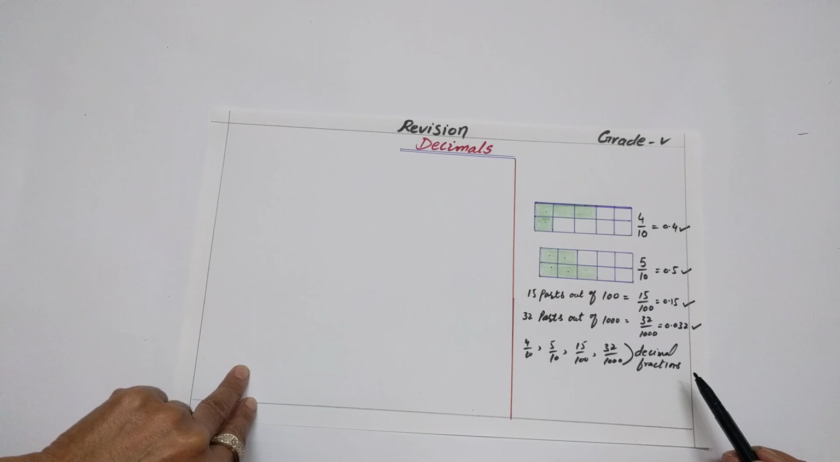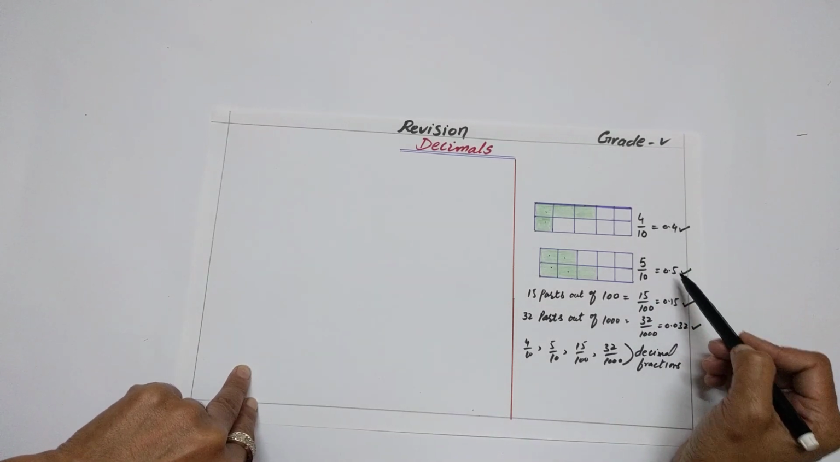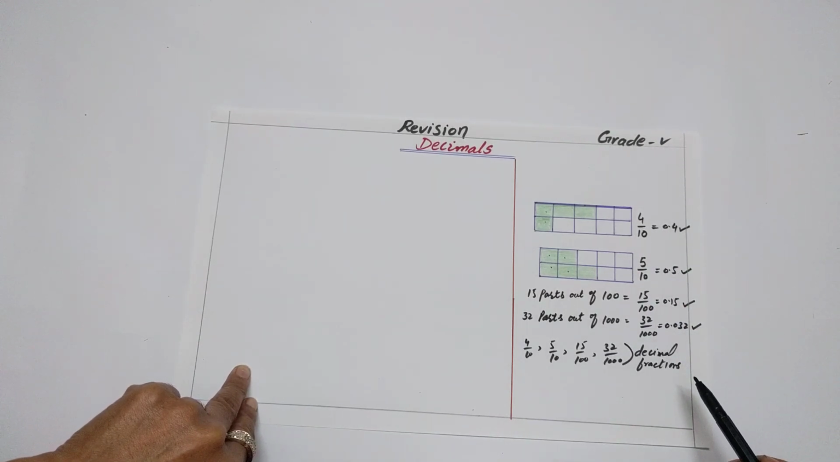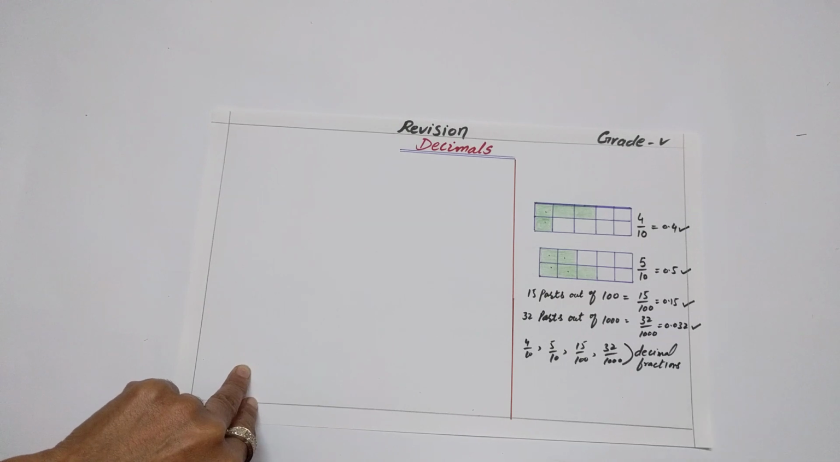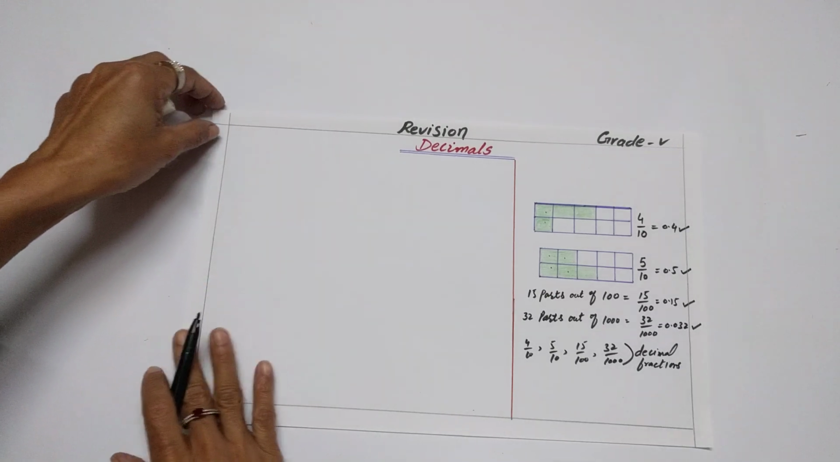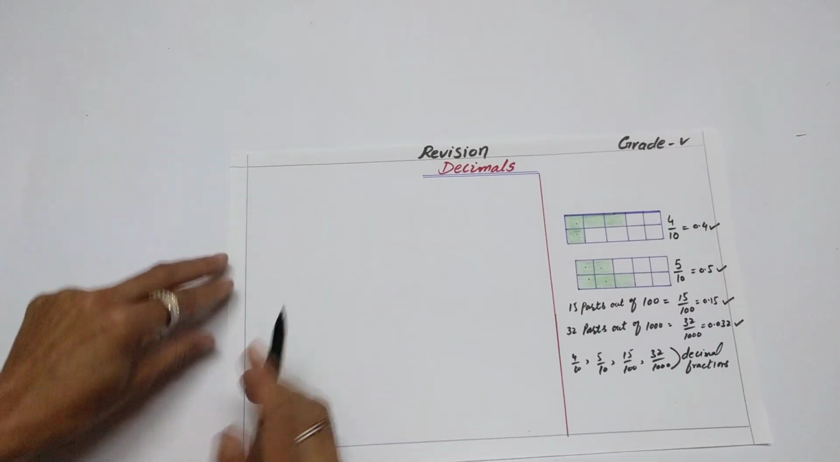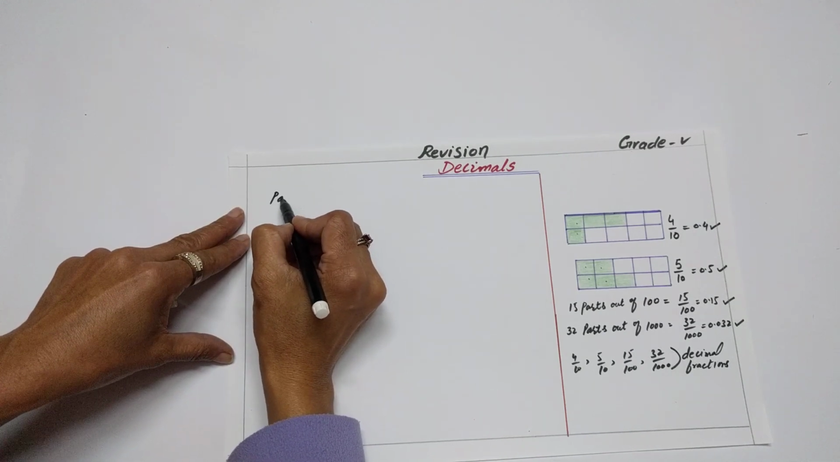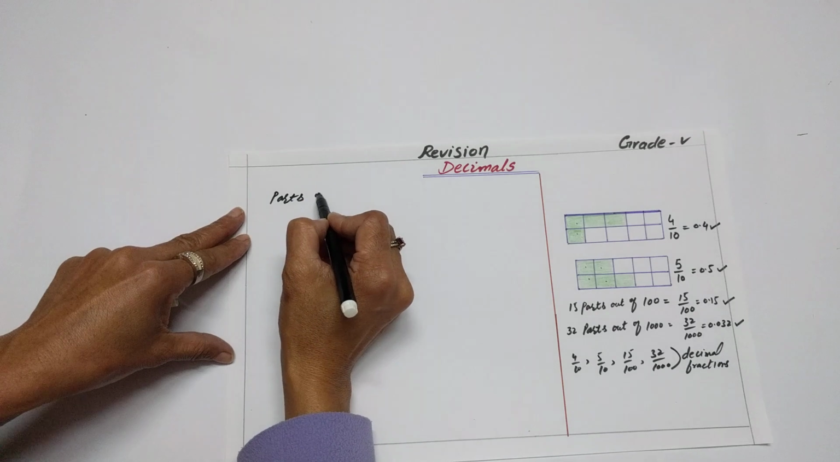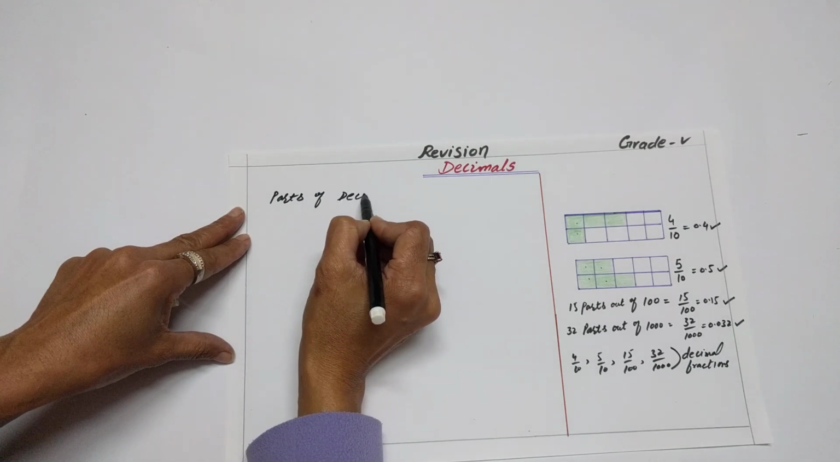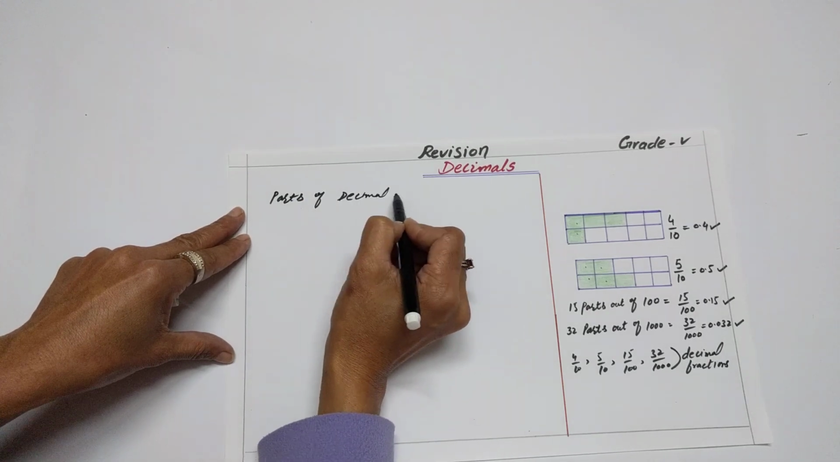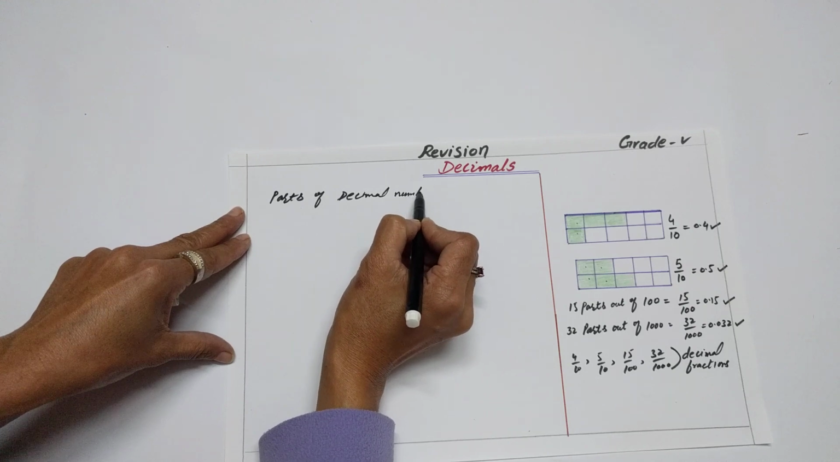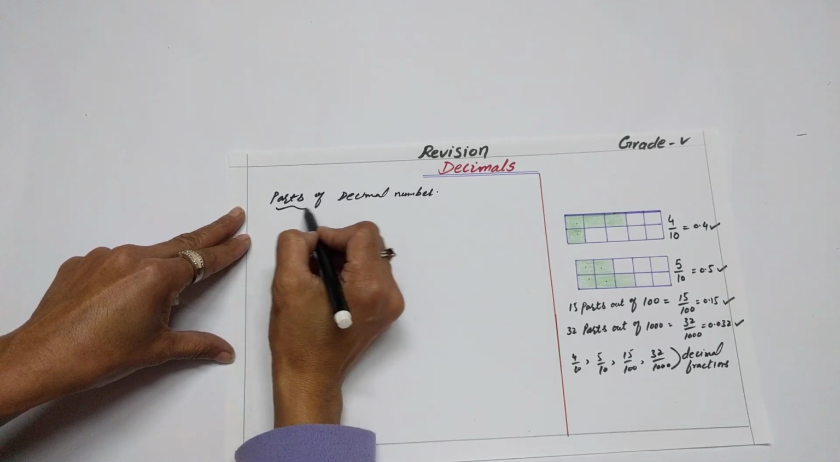Clear? A decimal number has two parts. There are two parts of the decimal number. So now we will discuss the parts of the decimal number.